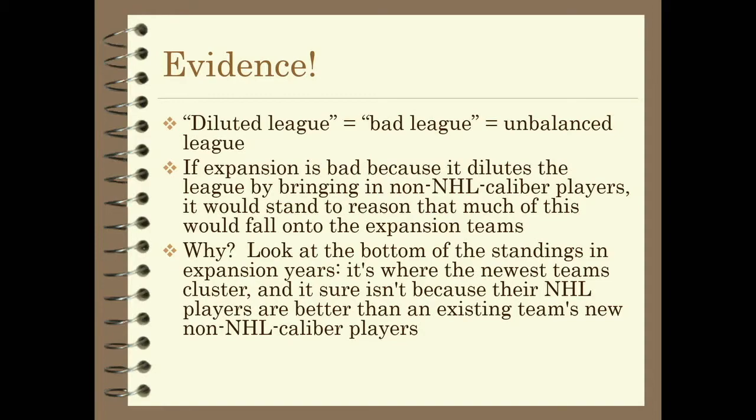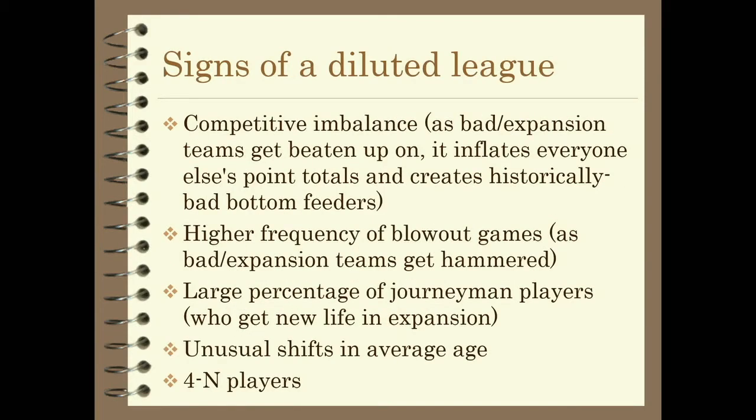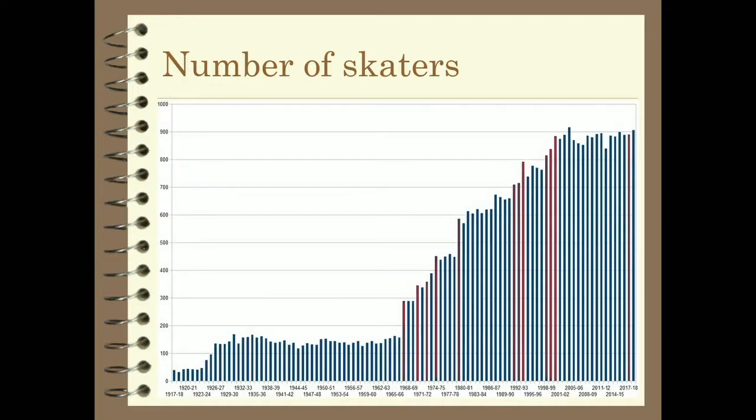So a diluted league equals a bad league, which will normally be an unbalanced league. And it stands to reason that it's the fault of the expansion teams. They come in, they bring in essentially non-NHL players, as they're often referred, and then they cluster all the way at the bottom of the standings. It just happens all the time. So we see competitive imbalance, frequency of blowout games, just all sorts of goofy stuff.